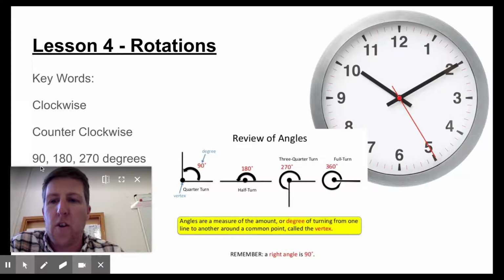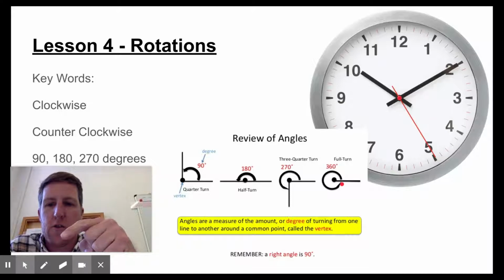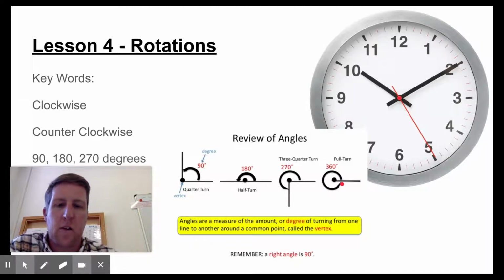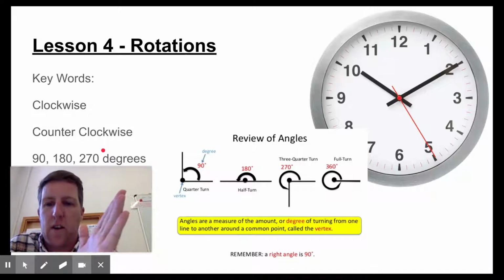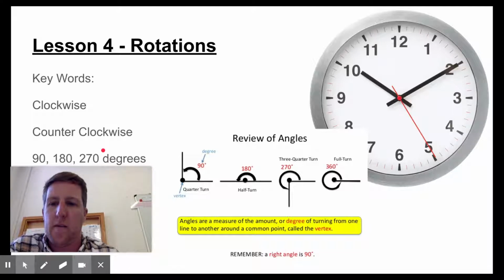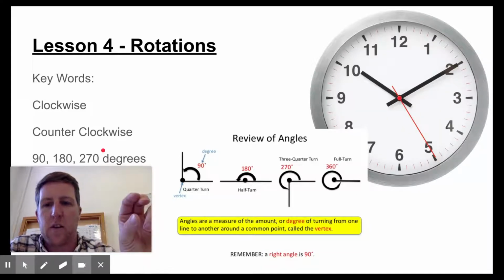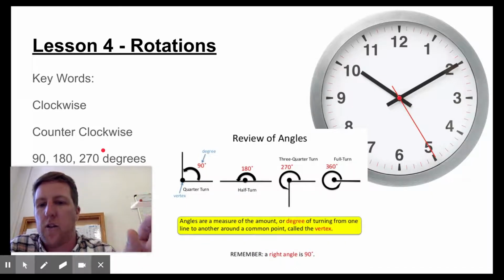You also need to know these main ones. 90 degrees is a quarter turn. 180 degrees is a half turn. A 3/4 turn is 270. And if you did a 360, you'd just be back to the start. So we use these angles to tell us how many degrees we're going to move, if it's 90 or 180 or 270. And it's all from the starting position to the end position. So wherever we're starting, we're moving 90 degrees from there.